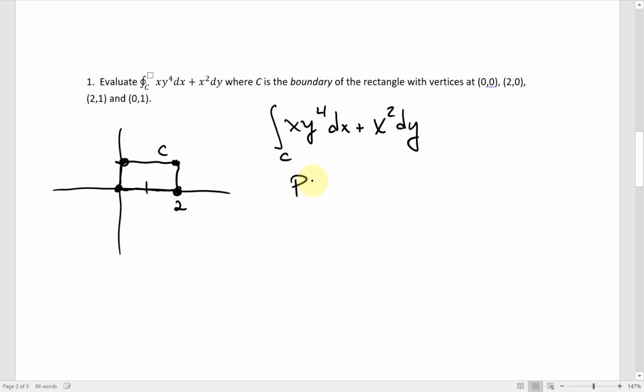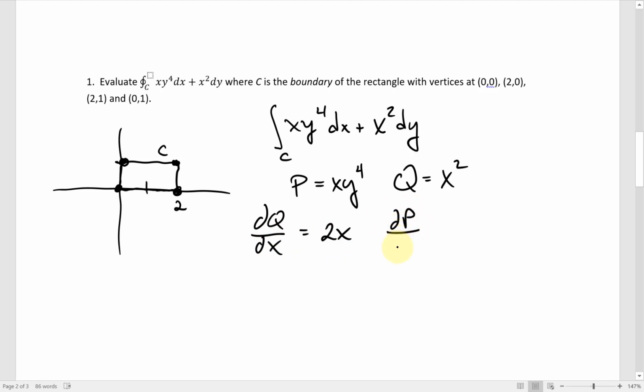And so in this example, the function P is this x y to the fourth, Q is this function x squared, and we're going to need to know the derivative of Q with respect to x, so that's 2x, and we'll need the partial of P with respect to y, so that's 4x y cubed.